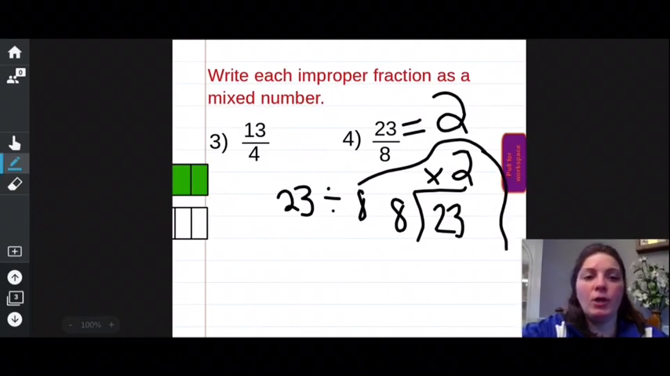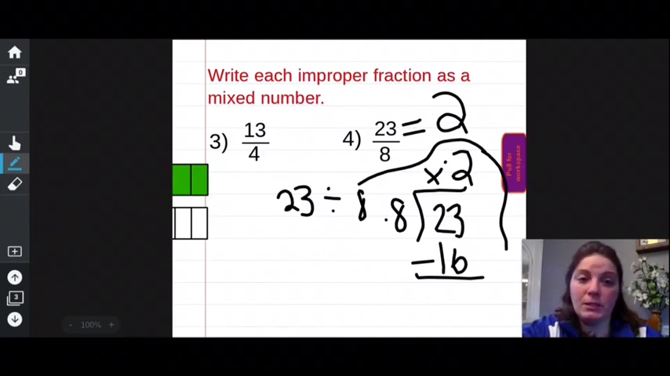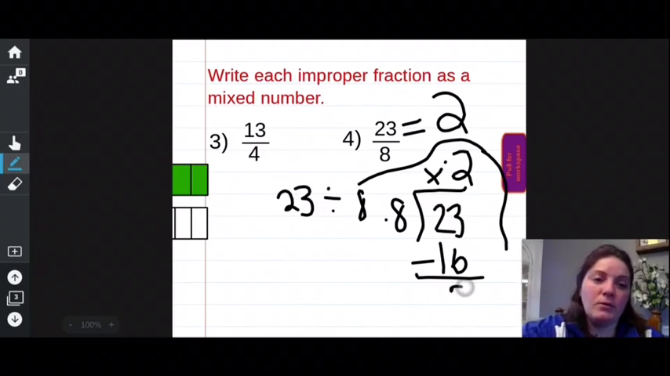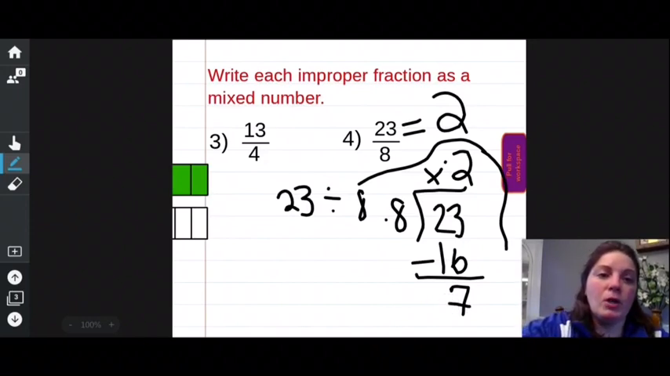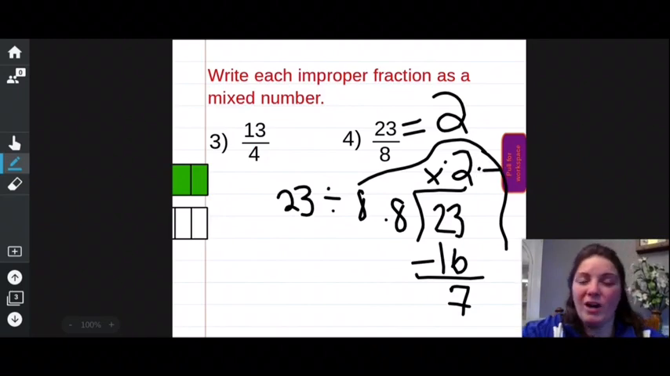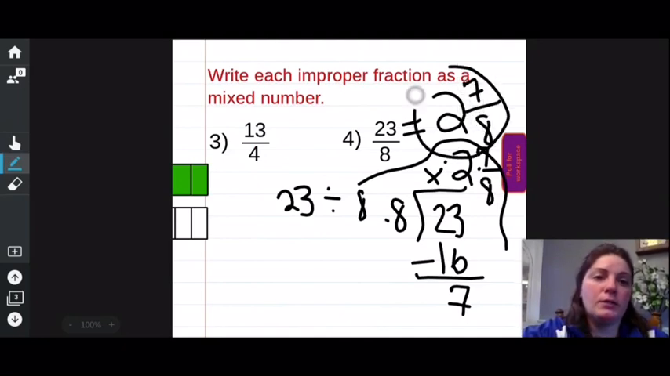And then what's left over? Well, 2 times 8 gives us 16. So when we pull those 2 whole groups of 8 from 23, what's left over? Well, to get from 16 to 20 is 4, and then 3 more. 4 plus 3 is 7. So that's me using my mental math to get 23 minus 16. And I get 7. So that 7, we're not going to write remainder because we're looking for a mixed number. 7 becomes our numerator, and then 8 is still our divisor. So 23/8 is 2 and 7/8.